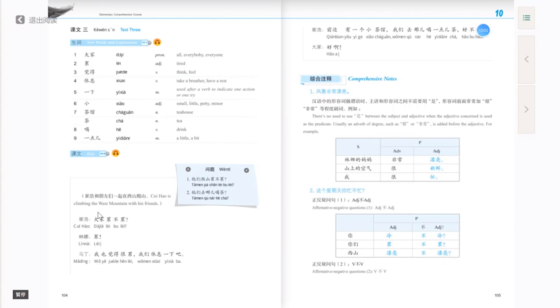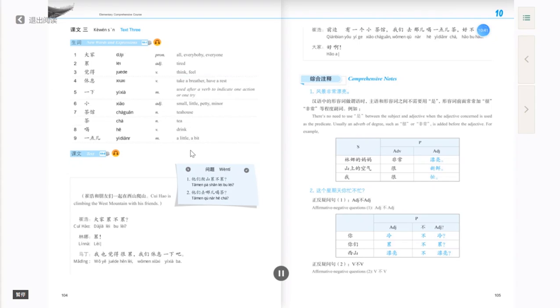Okay, and the scenery is like 崔浩 let's read together 崔浩和朋友们一起在西山爬山. Okay, so 崔浩 is climbing the west mountain with his friends at the west mountain. 崔浩和朋友一起在西山爬山, so this is the scene of text 3. You can imagine several friends climbing mountains at the west mountain. Okay, now let's listen to the recording first.